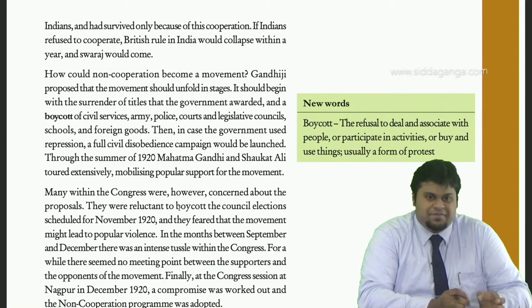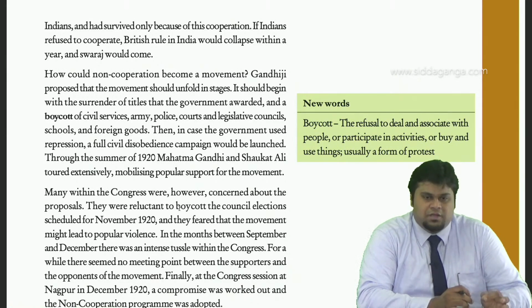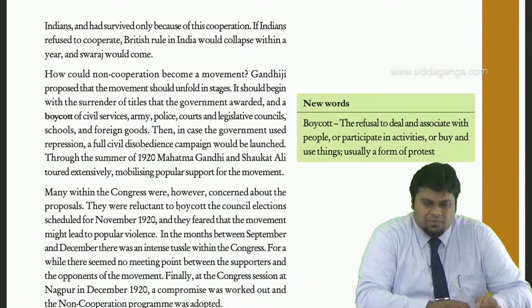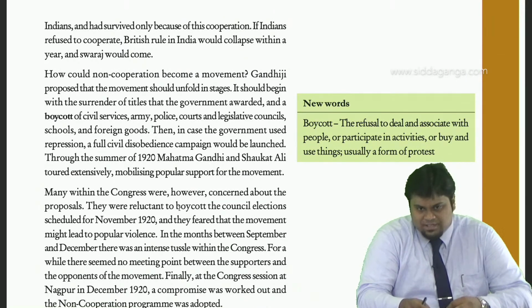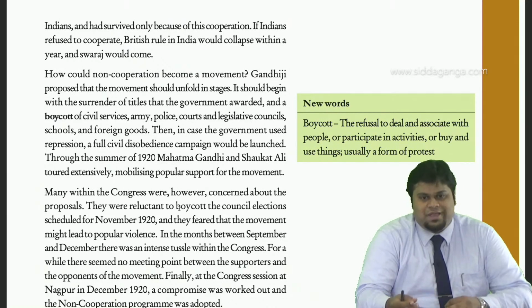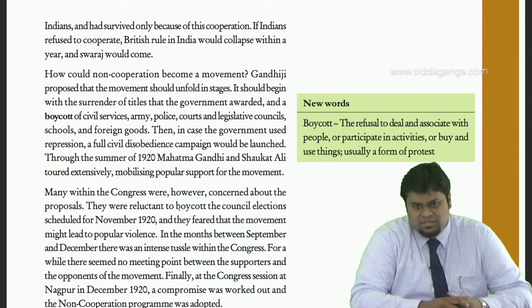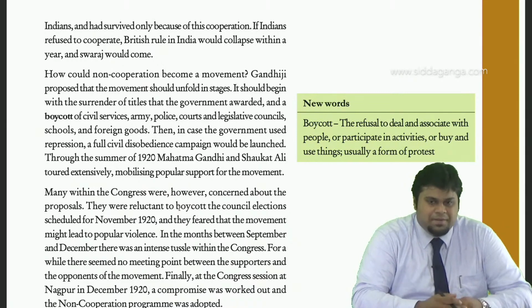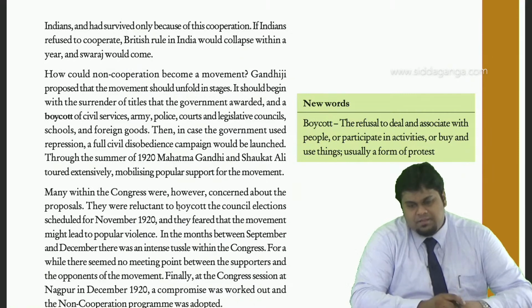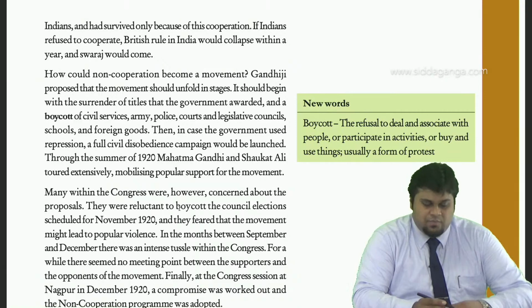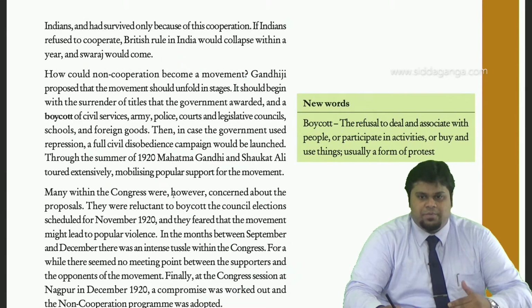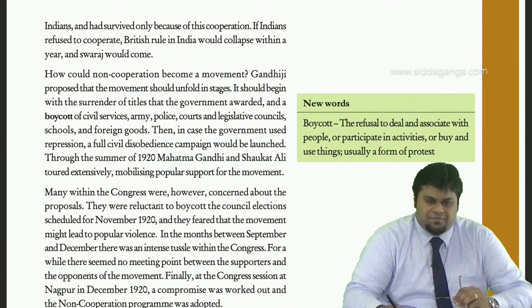Like I said previously, after the First World War there was a lot of popular violence, because following the Jallianwala Bagh massacre, a huge amount of violence erupted across the states of North India. So similarly, people here also feared that this might lead to popular violence. In the months between September and December, there was an intense tussle within the Congress. For a while, it seemed like there was no meeting point between the supporters and the opponents of the movement.